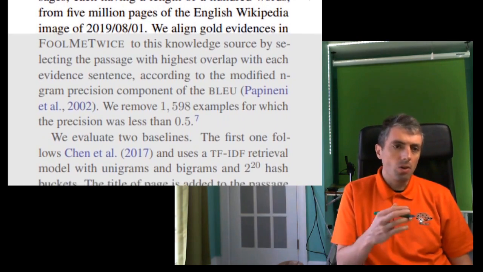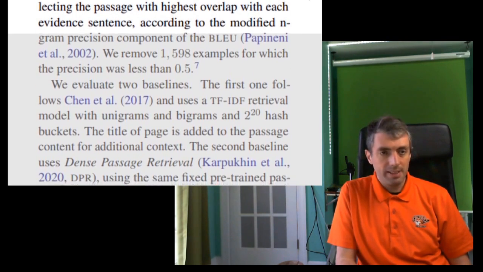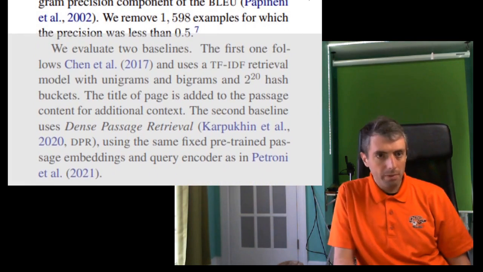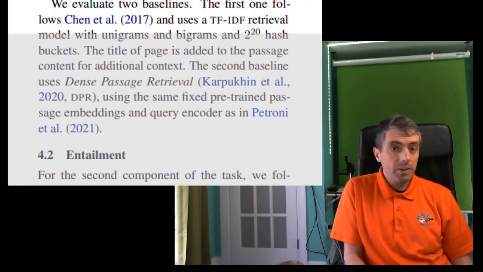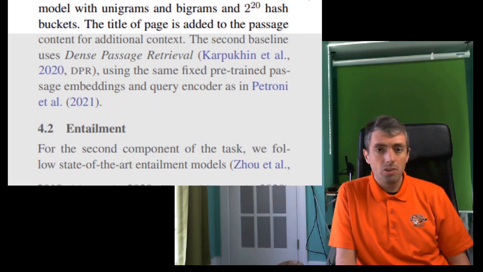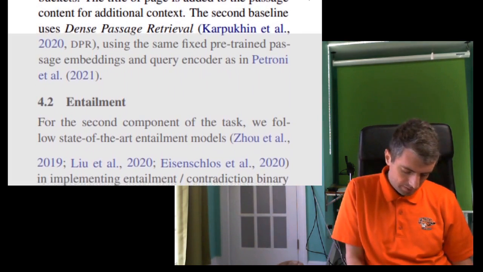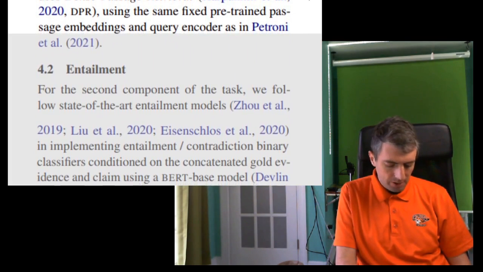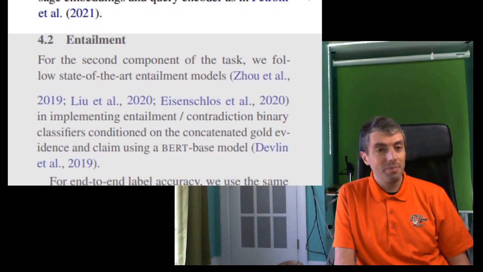We align the gold Fool Me Twice evidence to this knowledge source by selecting the passage with the highest overlap with each evidence sentence, according to the modified n-gram precision component of Aloud. We remove 1,598 examples where the precision was less than 0.5. We evaluate 2 baselines. The first one follows Chen et al. and uses a TF-IDF retrieval model with unigrams and bigrams and a 2 to the 20th hash bucket. The title of the page is added to the passage content for additional context. The second baseline uses dense passage retrieval using the same fixed pre-trained passage embeddings and query encoder as in Petroni et al.